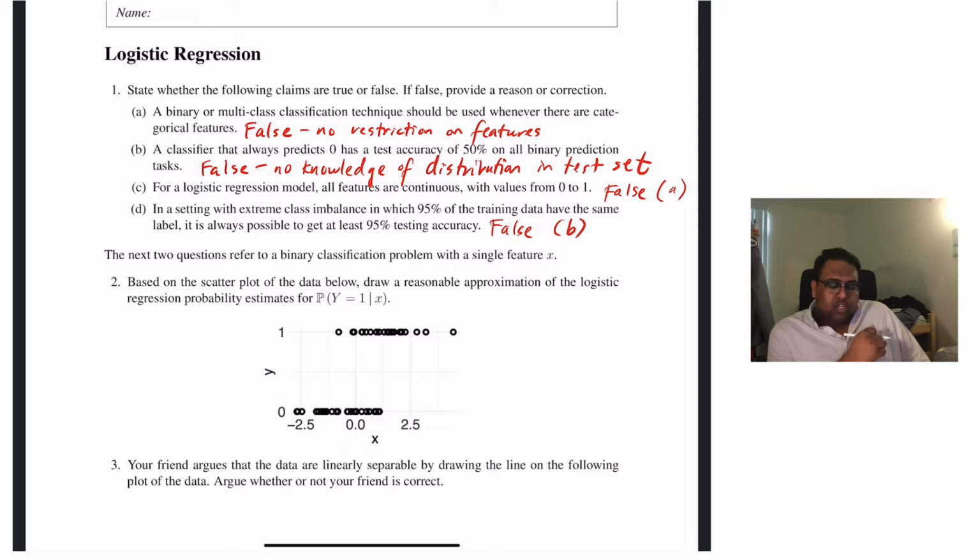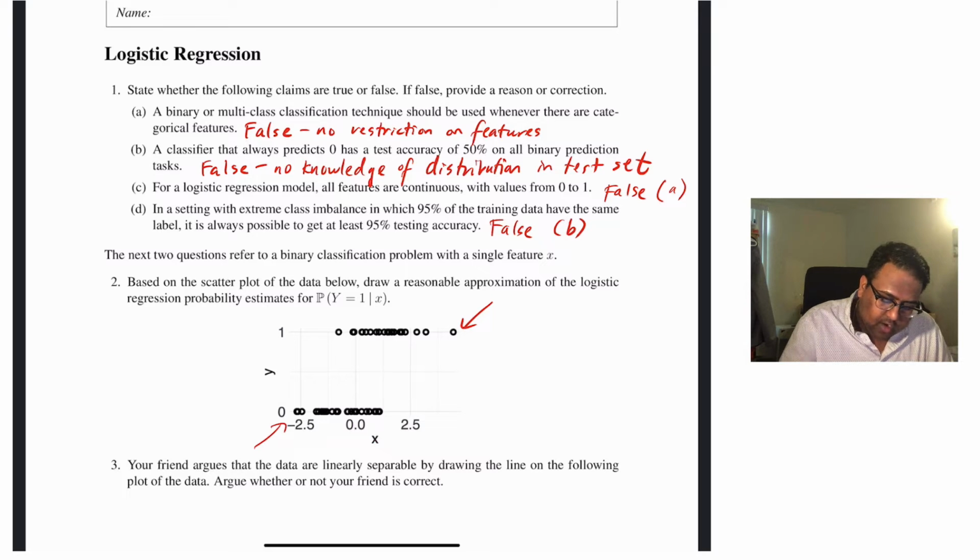Okay, number 2, based on the scatter plot of the data below, draw a reasonable approximation of the logistic regression probability estimates for the probability y is 1 given x. Okay, so what we know is towards the endpoints, so over here and over here, all of the points either belong to class 1 or class 0, and there isn't that much uncertainty, right? So over here, we're almost certain that our point belongs to class 0, so the probability that it belongs to class 1 is pretty close to 0. Similarly, over here, we'd be pretty sure that our point belongs to class 1, so the probability that it belongs to class 1 is pretty close to 1.